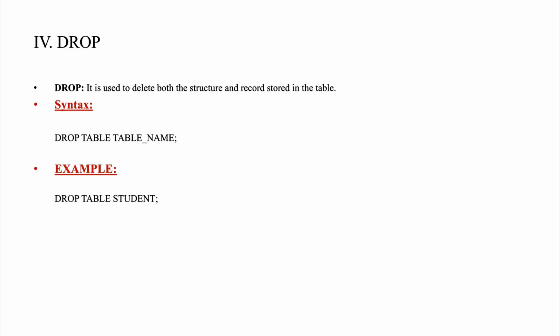Next one is the drop command. The drop command is used to delete both the structure and records stored in the tables. When you use the drop command, structure and data both will be deleted from the database. Syntax: drop table, table name, semicolon. Example: drop table student, semicolon. Using the drop command, you can delete objects like table, structure, view, procedure from the database.